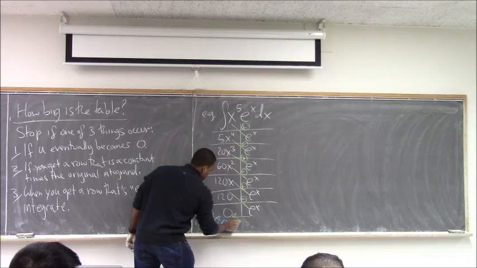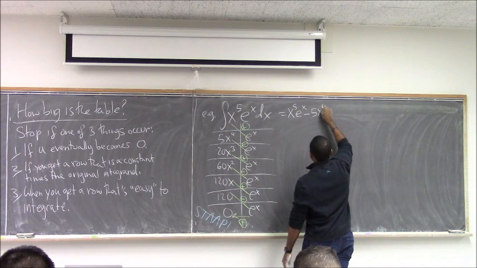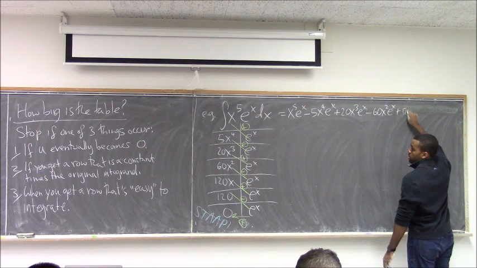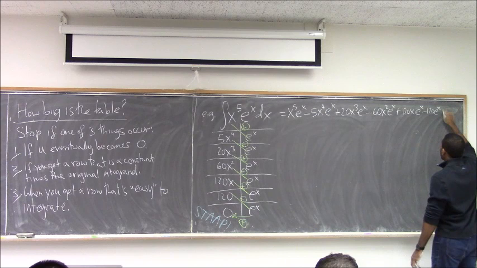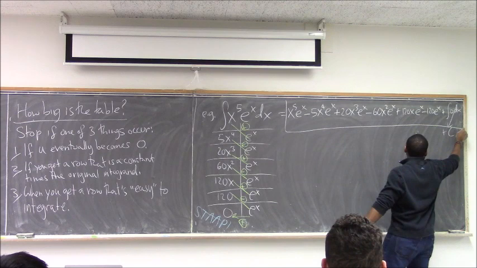And we just write that out. So it's x to the 5th, e to the x, minus 5x to the 4th, e to the x, plus 20x cubed, e to the x, minus 60x squared, e to the x, plus 120x, e to the x, minus 120, e to the x, plus the integral of 0, which of course is just 0, plus c. That's the answer. Don't believe me? Differentiate.